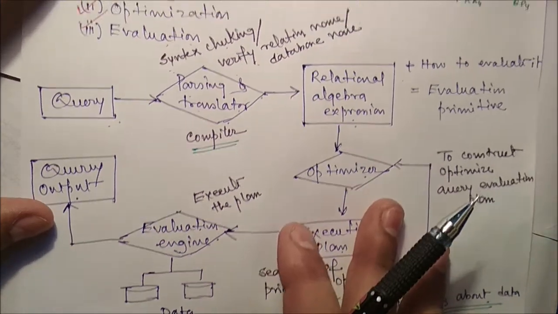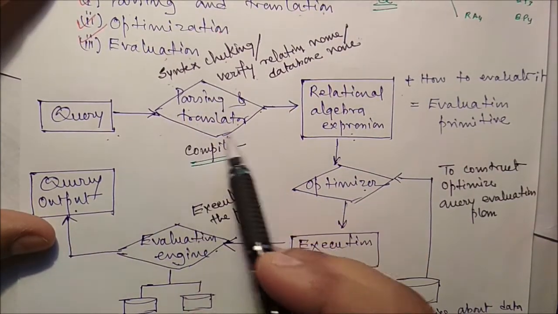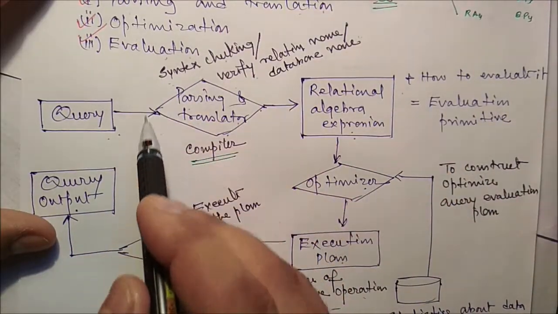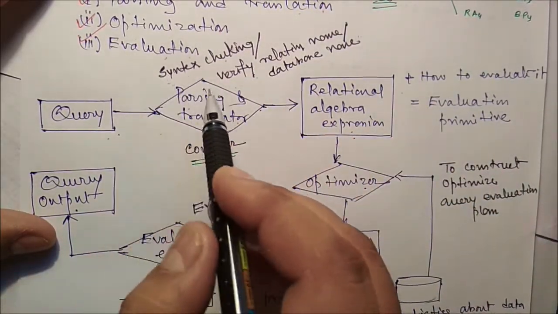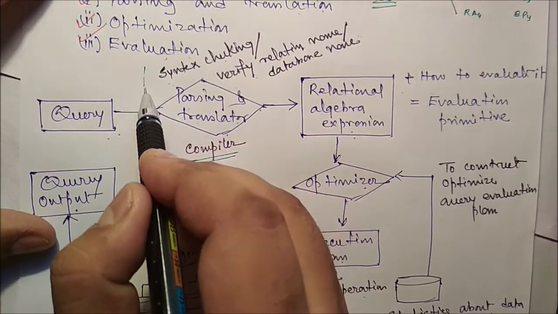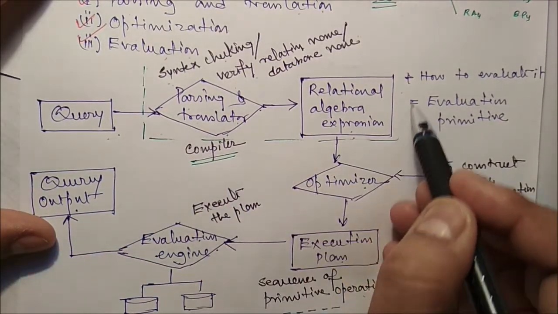Are you getting this one? So this portion is parsing and translation. This particular portion you can say is parsing and translation, the whole part. And this particular part is parsing.